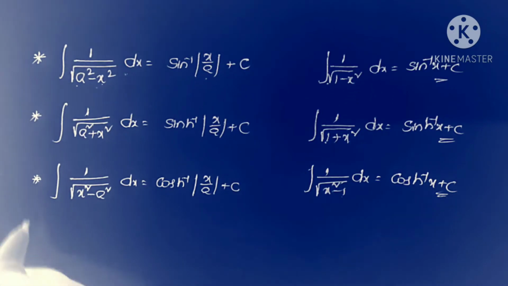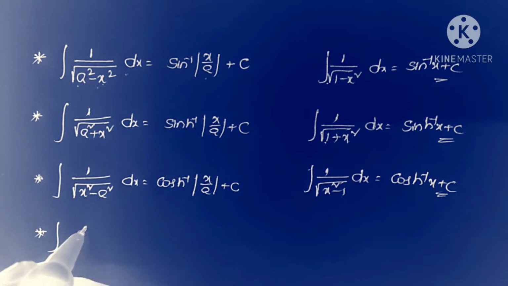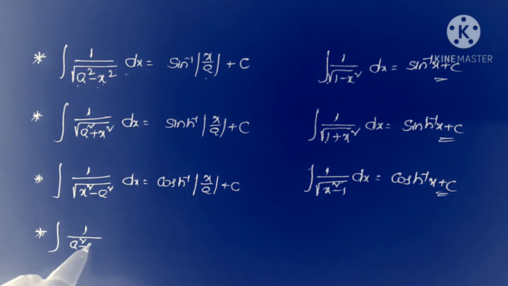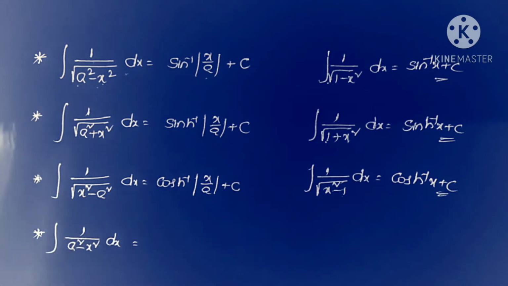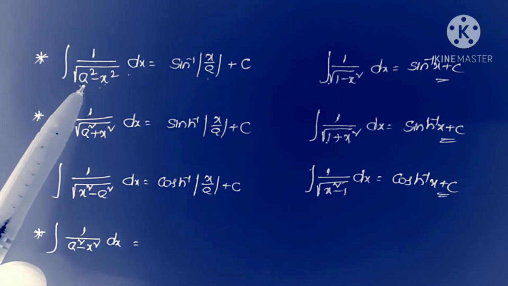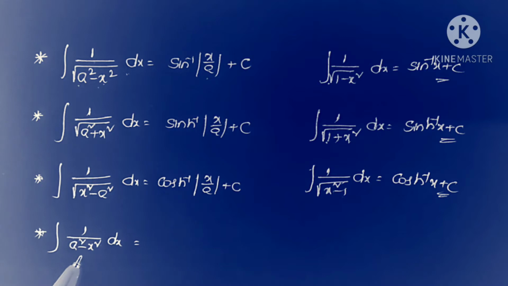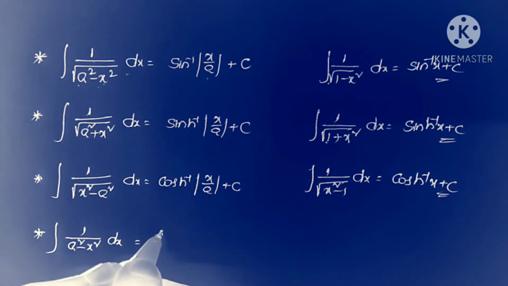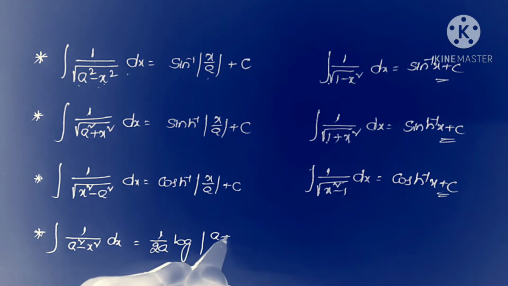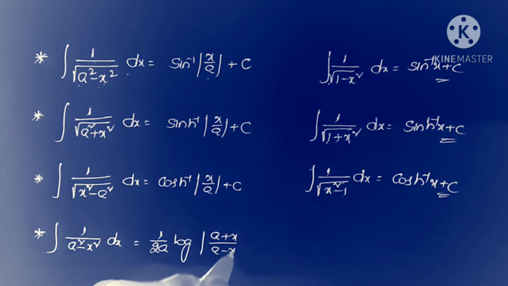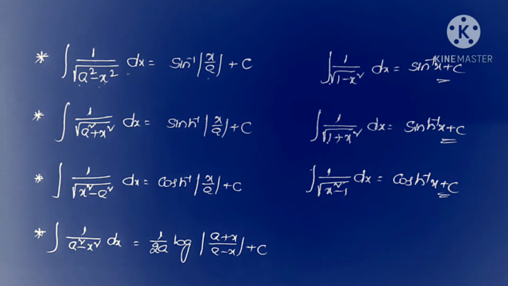And next formula, integral 1 by a square minus x square dx. What is the difference between the first formula and this formula? In the first formula we have the square root, but here there is no square root. Now the answer is 1 by 2a into log of modulus a plus x by a minus x plus c. This is the next formula.